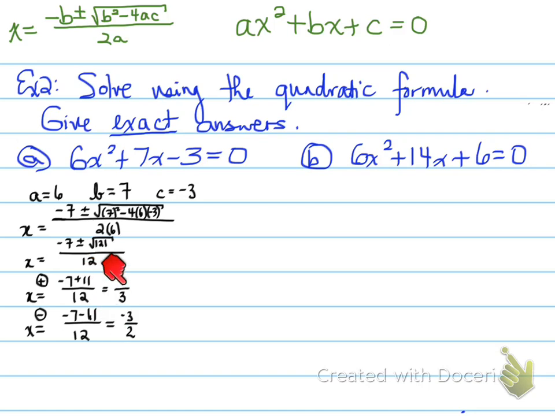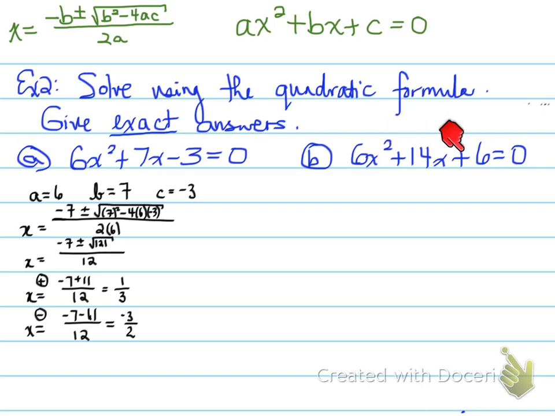So these are our roots that are exact. When I want an exact answer, I want no decimals. So they can be fractions or they can be reduced radicals. Let's look at the next example.